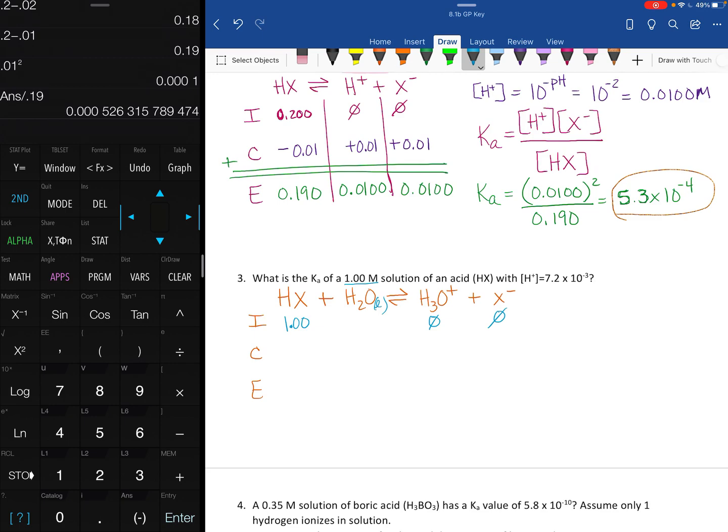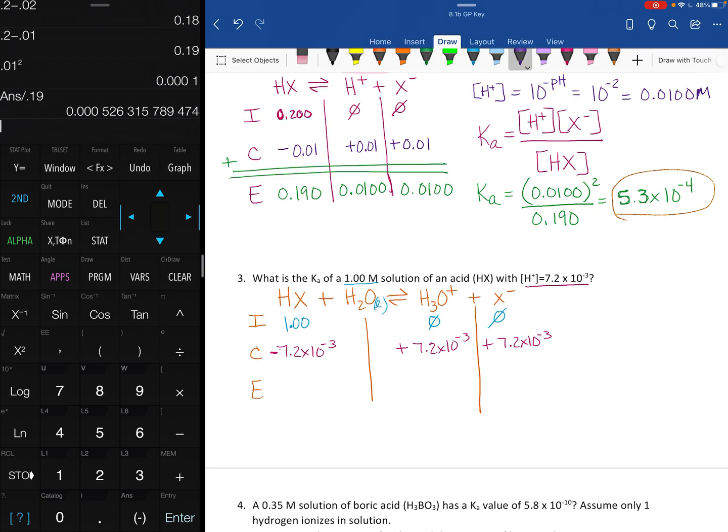All right, our hydrogen ion concentration is already there, and so what we're going to do is use this. We're going to subtract that from the left side, so 7.2 times 10 to the negative third, and then we're going to add it to the other side, so 7.2 times 10 to the negative third plus 7.2 times 10 to the negative third. Okay, we can draw our lines down.